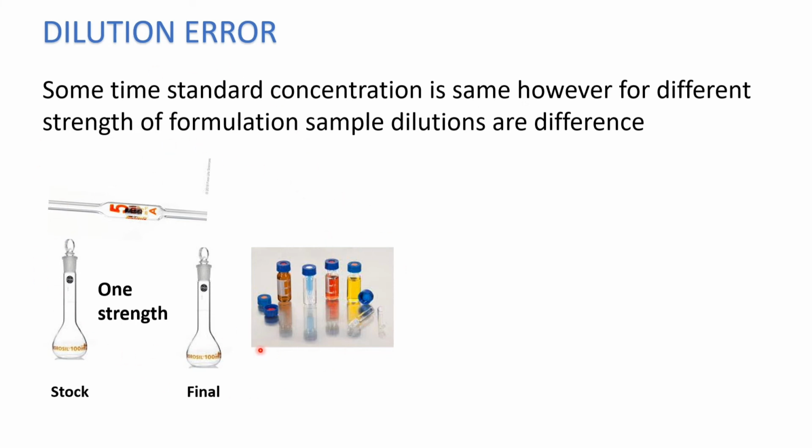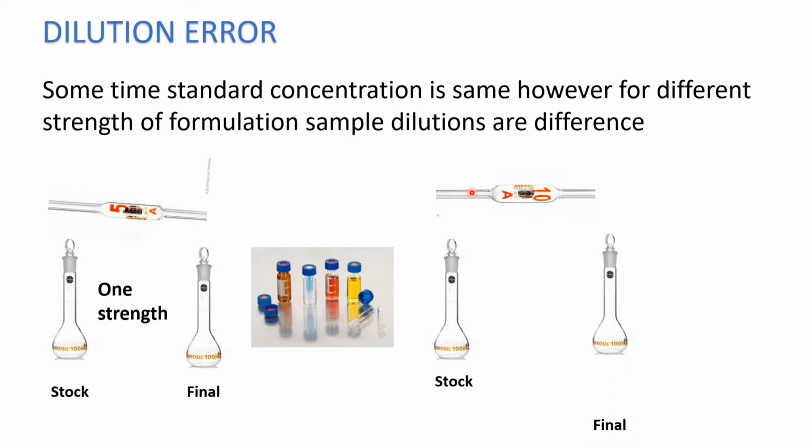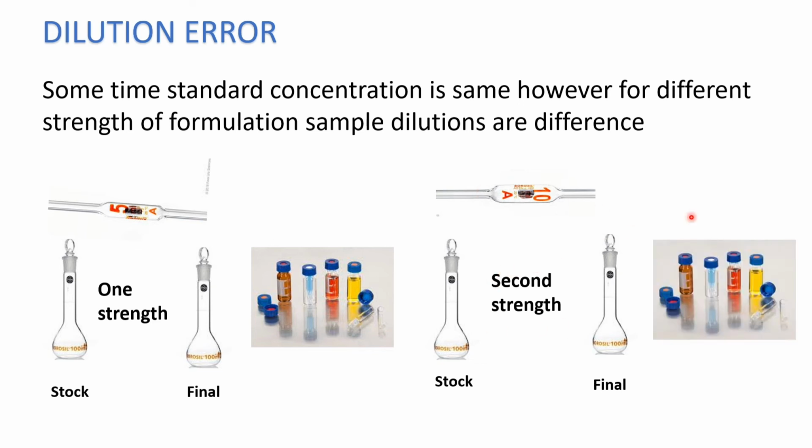tray. Now, until you complete your one strength, don't touch another strength's sample, and don't start the dilution of another strength. That has to be kept in a different tray, a different area. Now for the second strength, you can take the second strength, make the stock, and dilute 10 ml of it again in a 100 ml flask, and now this is your second strength. Again, this second strength you can put in HPLC vials and transfer to the HPLC.